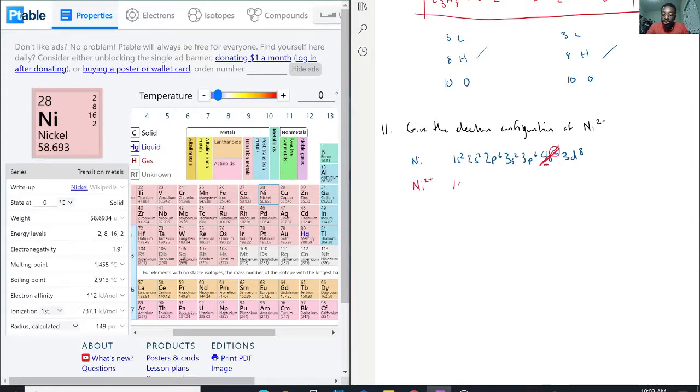So we'd actually write 1s2, 2s2, 2p6, 3s2, 3p6, 3d8. This right here would be the electron configuration for nickel 2 plus. We wouldn't shave off from the d orbital because technically that is still from the orbital before the 4. Okay? So that 4 is what's going to get rid of the 4s2.